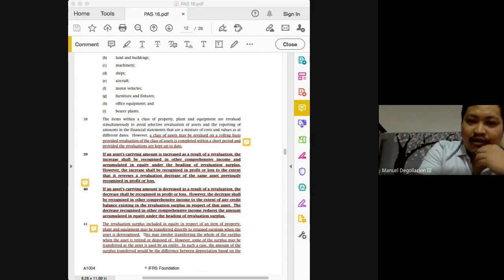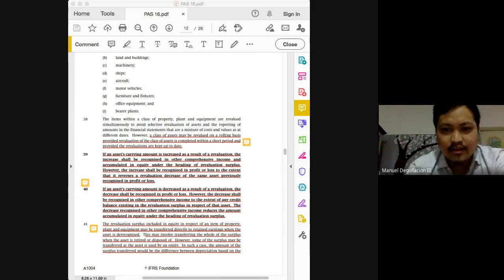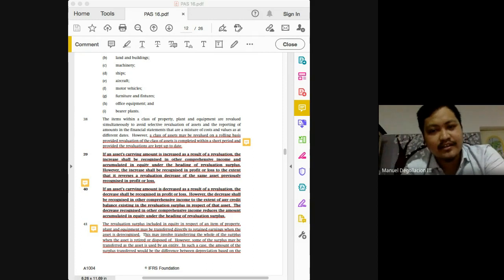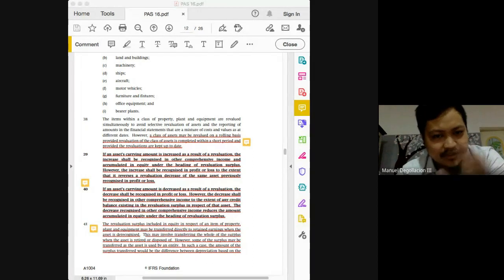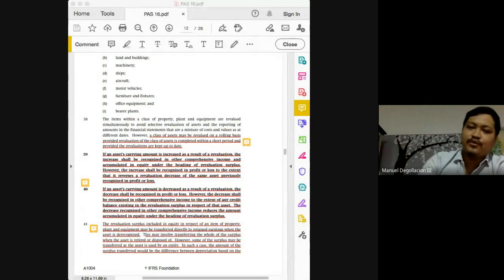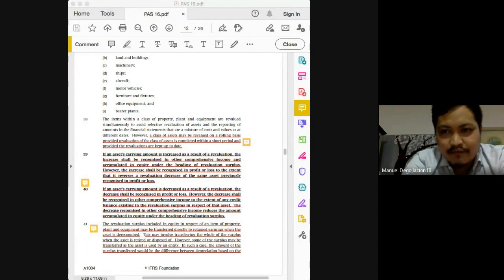However, the increase shall be recognized in profit or loss to the extent that it reverses a revaluation decrease of the same asset previously recognized in profit or loss. Now, I would understand if that sentence would be confusing, class. Okay, let's put it aside first.